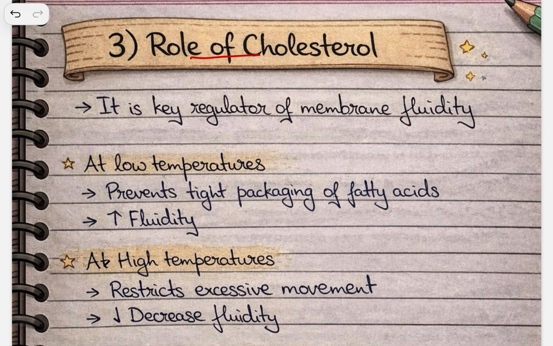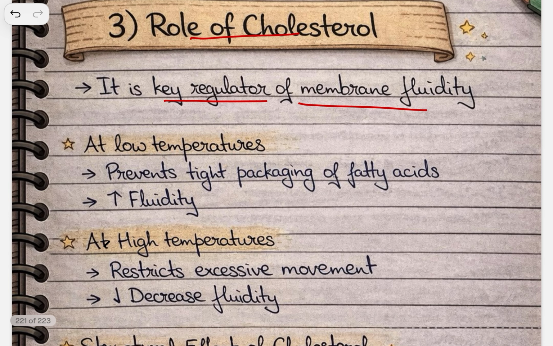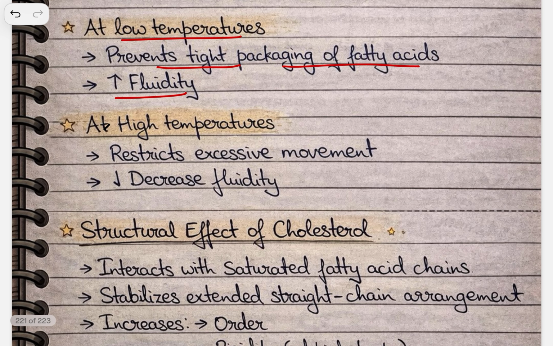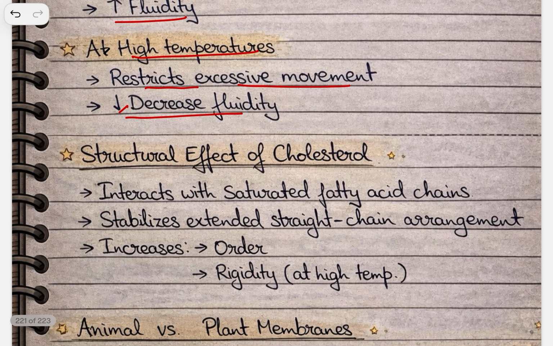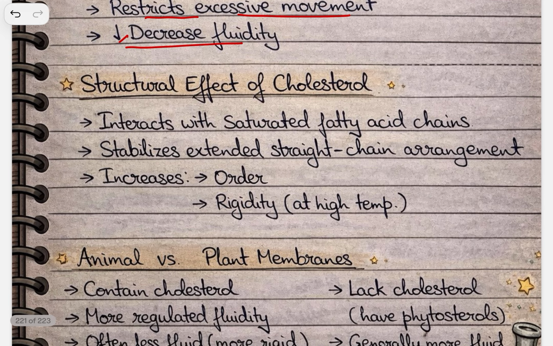Next is the role of cholesterol. Cholesterol is the key regulator of membrane fluidity. At low temperatures, cholesterol prevents tight packing of fatty acids and increases the fluidity. At high temperatures, cholesterol restricts excessive movement and decreases fluidity. Structural effect of cholesterol: it interacts with saturated fatty acid chains, stabilizes the extended straight chain arrangement, increases order and increases rigidity.